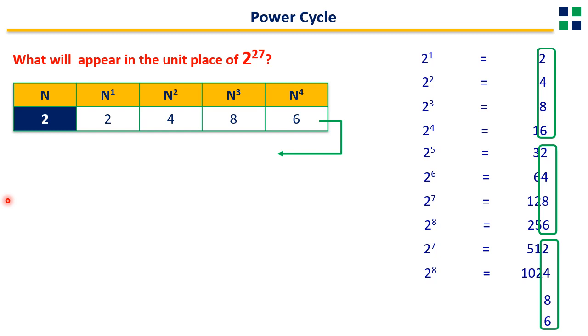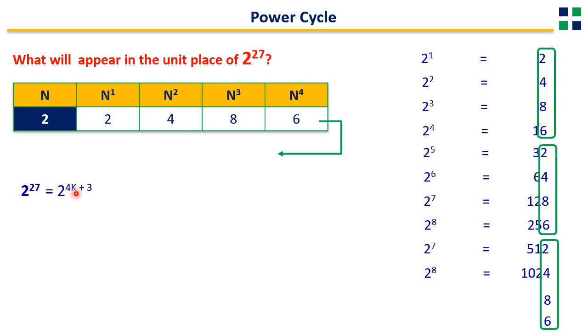Now coming to the actual question, जहां पूछा है what will appear in the unit place of 2 to the power of 27. So we can now guess as 2 to the power of 27 can be written as 2 to the power of 4k plus 3. So 27 is nothing but 24 plus 3, and 24 is a multiple of 4, because we know that the power cycle repeats after every fourth power.